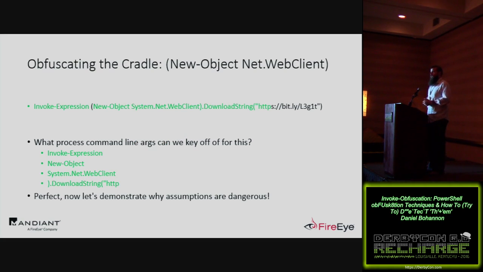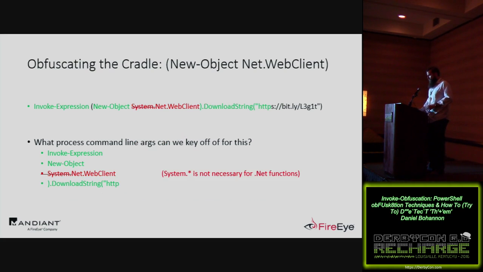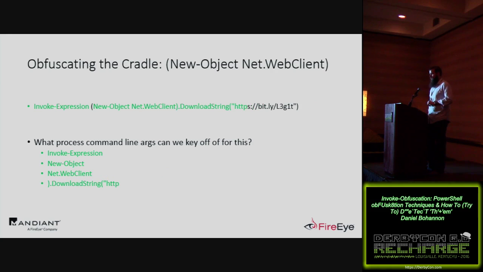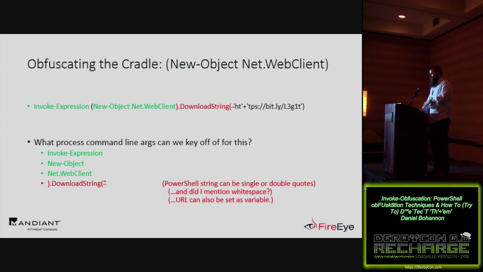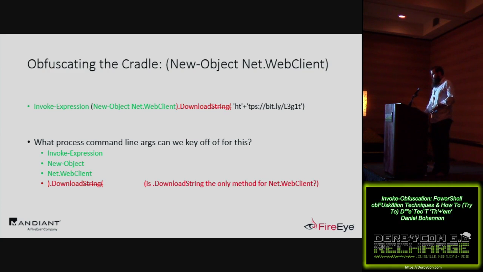All right, so let's start breaking assumptions. First of all, System. is not necessary. It's automatically prepended. If you look at module logs, when you run this with Net.WebClient, it'll automatically do a parameter binding of System.Net.WebClient. Not necessary. So as a defender, I'm not going to rely on System. being there. I'm going to go ahead and pull it out. Next, the URL is a string. We can concatenate this string on the fly or set it as variables. With single quotes, double quotes, doesn't matter. We can add white space. Let's go ahead and get that out of there.